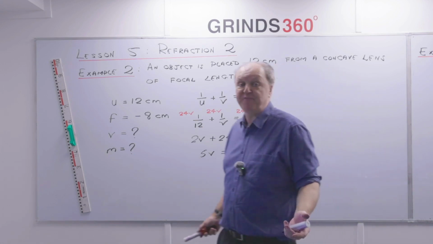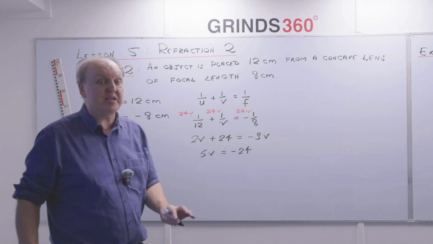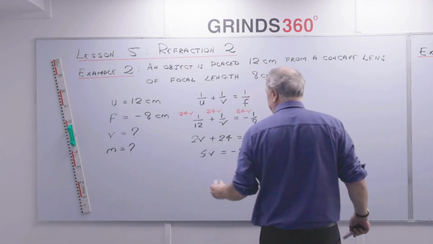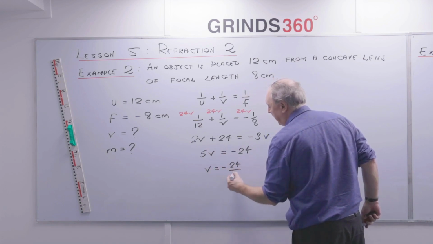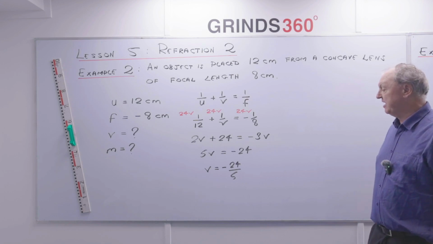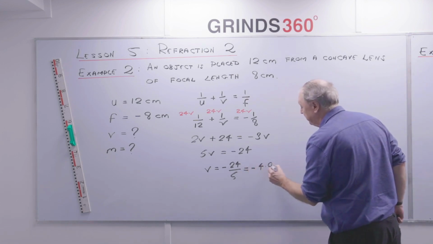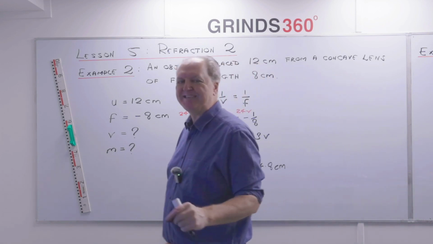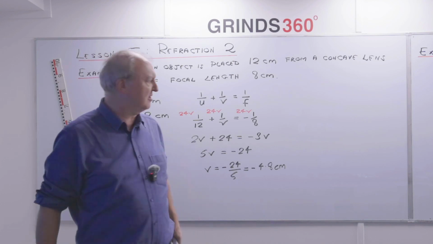Yeah, of course, I expect v to be negative, don't I? Because we're talking about diverging lenses, and the only kind of image you get there is a virtual image. So I get v is equal to minus 24 divided by 5. You can decimalize that if you want. So that's minus 4.8 centimeters. So that means it's 4.8 centimeters on the same side of the lens as the object.